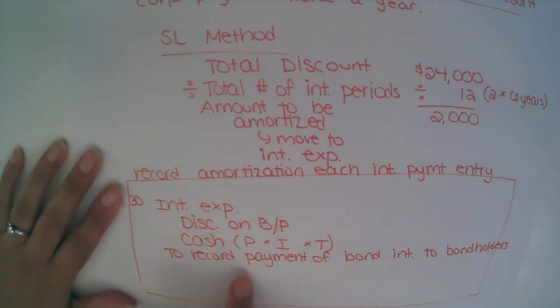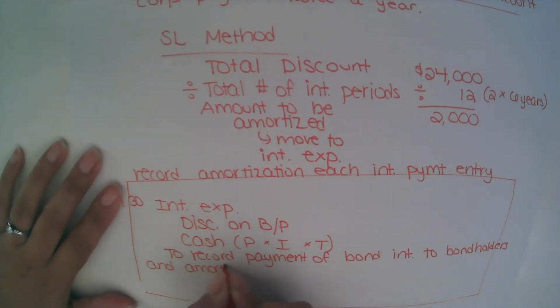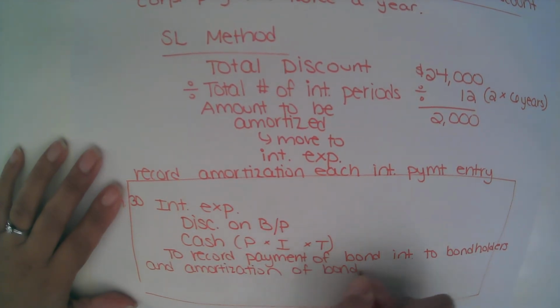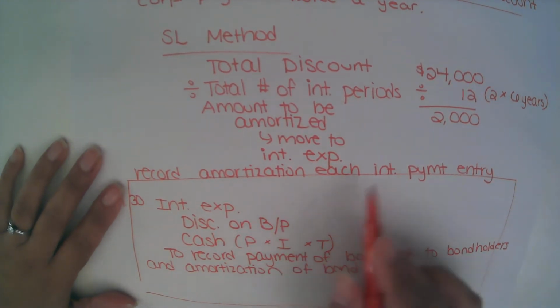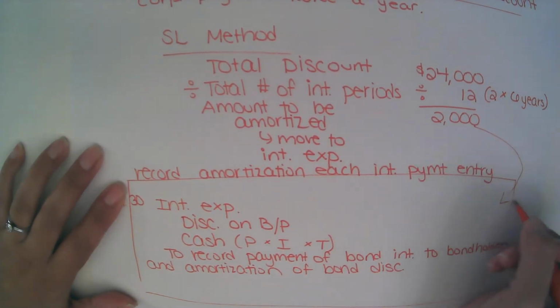And now I'm going to expand my explanation here because I'm not only recording the payment of interest to my bondholders, I'm doing another thing, an amortization of bond discount. Okay, start with cash. That's your easiest. Well, I guess this one might be easiest because we already did it. So we can just bring that down. It's on the credit side, 2,000.